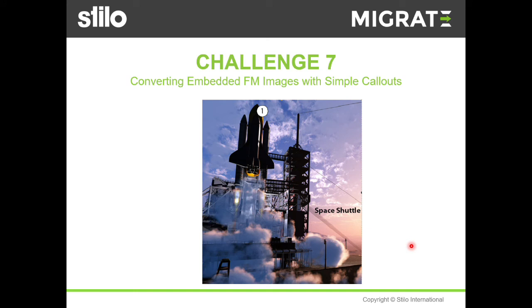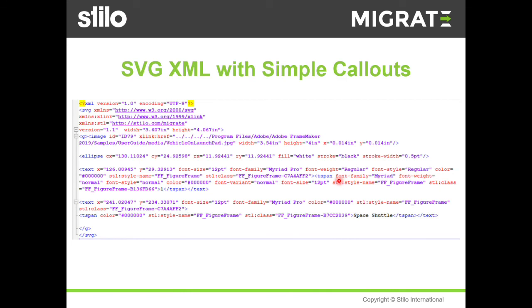Okay, skipping over to challenge number 7 now. In this challenge, we're going to look at converting embedded FrameMaker images with callouts to DITA. You'll see that we have 2 callouts here: a white circle with a number 1 in it, and a text box with the words Space Shuttle. A lot of this comes down to being able to properly parse through the MIF file, and if you do that and parse it for the graphical information, you can recreate the image in an SVG. We have done that again using our Migrate tool, which already has this functionality built into it.